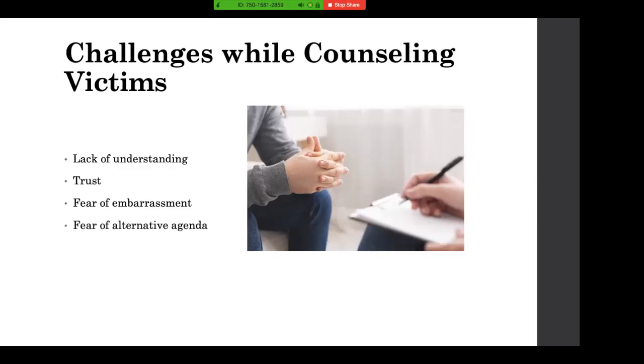So in the midst of these beginning stages, you might experience some challenges while counseling these victims. You might experience a lack of understanding, a lack of trust, a fear of embarrassment, a fear of an alternative agenda. So the counselor must take the time while working with their client to understand and value the individual and their situation.